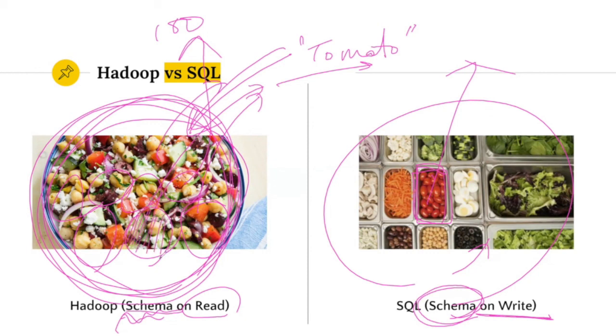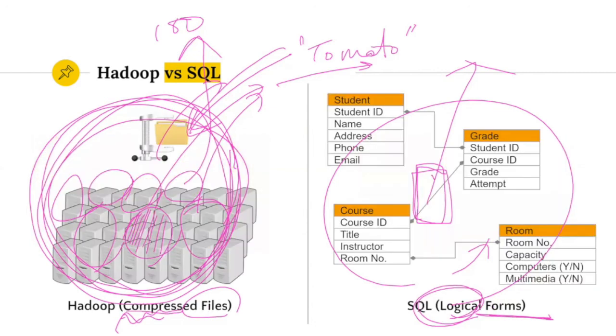So one person picking up all the tomatoes in a salad bowl sounds like torture. But if you distribute that, then it becomes a pretty simple task. So that's the true power of Hadoop distributed file system.